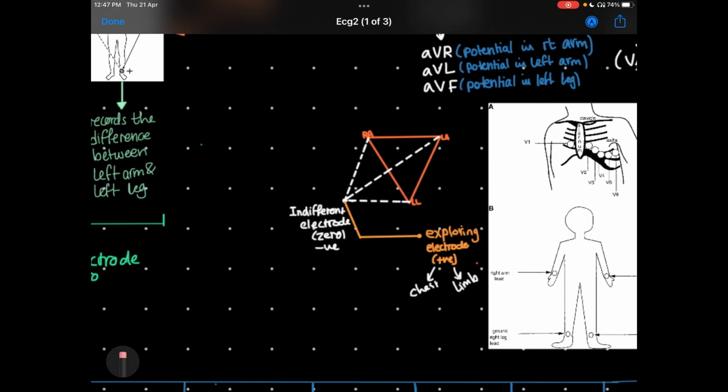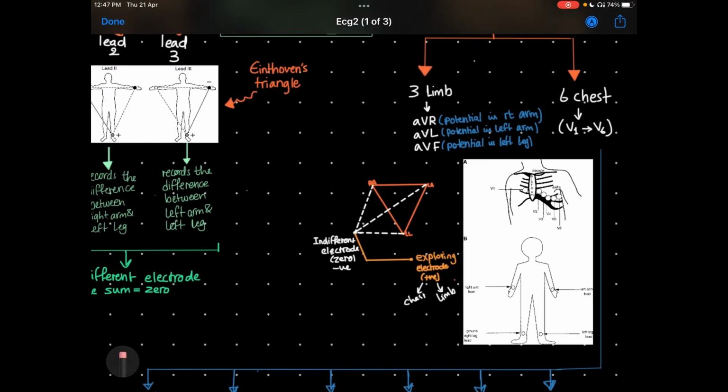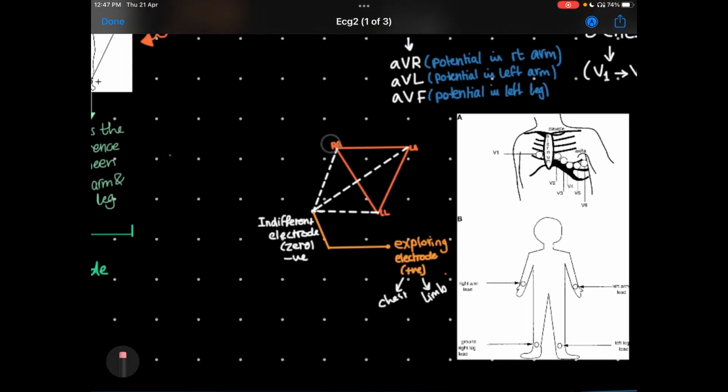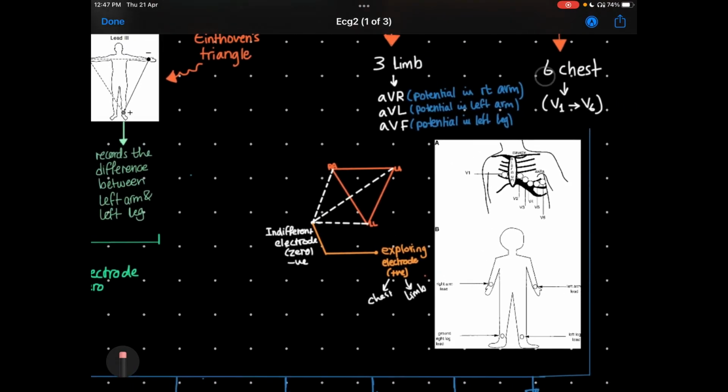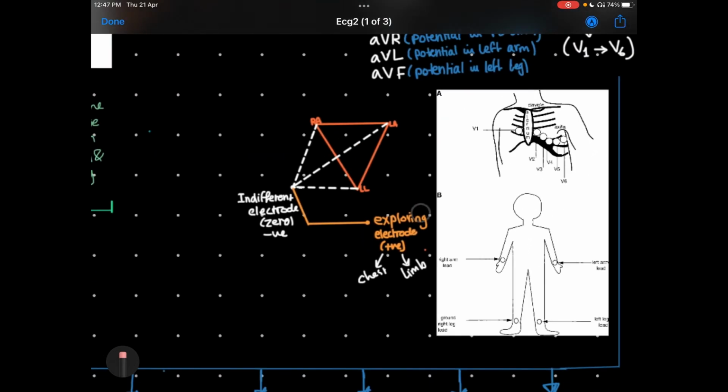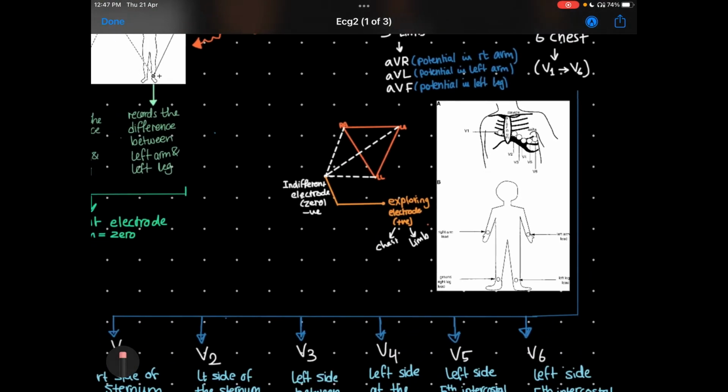For further explanation, we can see Einthoven's triangle: the right arm, the left arm, then the left leg. The summation of these three potentials gives us the indifferent electrode, and we connect it with the exploring electrode that might be at the chest or at the limb. So the indifferent electrode is like a neutral potential, and that's going to be really easy for us to measure the exploring electrode.